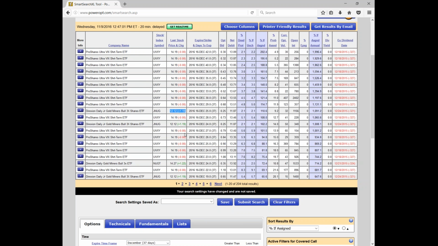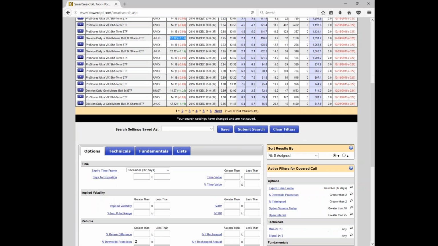I mean, look at JNUG today. It jumped up $1.19. Its opposite, the junior gold miners 3 times bear, would have dropped in a similar percentage. So if I did a covered call yesterday on a 3 times bear gold ETF, I'd be looking at probably a 4 or 5% loss today, even with my covered call premium. So I want more standard securities.